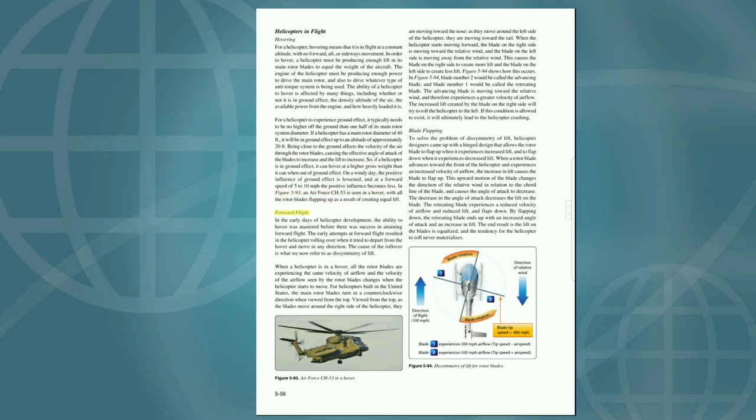Forward flight. In the early days of helicopter development, the ability to hover was mastered before there was success in attaining forward flight. The early attempts at forward flight resulted in the helicopter rolling over when it tried to depart from the hover and move in any direction. The cause of the rollover is what we now refer to as asymmetry of lift. When a helicopter is in a hover, all the rotor blades are experiencing the same velocity of airflow, and the velocity of the airflow seen by the rotor blade changes when the helicopter starts to move. For helicopters built in the United States, the main rotor blades turn in a counterclockwise direction when viewed from the top.